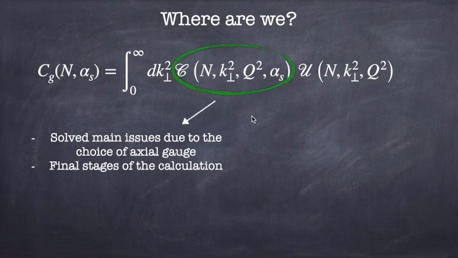As I said before, the main issues we found were due to the fact that we chose to do this calculation in axial gauge. Then there is the evolution factor U that I didn't have time to discuss during this talk, but I remind you that it is process independent, and we know it up to next to leading log accuracy. Then what is left to do is put these two things together and do this integration, and finally we will get the resummed coefficient function for this process.